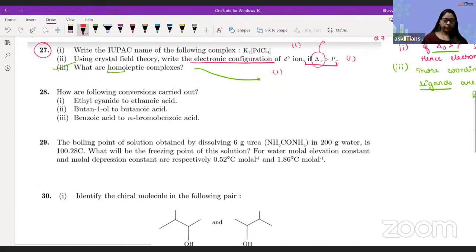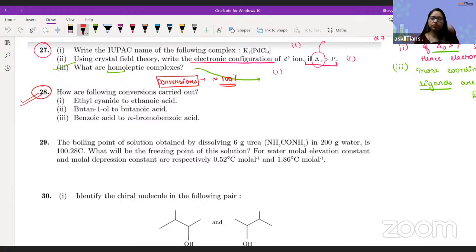That's it. Okay. Here, we have come to an organic question where they are saying, how are the following conversions carried out? Mostly, see, conversions, if you ask me, for sure it's a question of your boards. It's almost 100% that a question on conversion will be there in your examination, be it in the form of a choice question, be it a direct question. Okay, but it will be there.